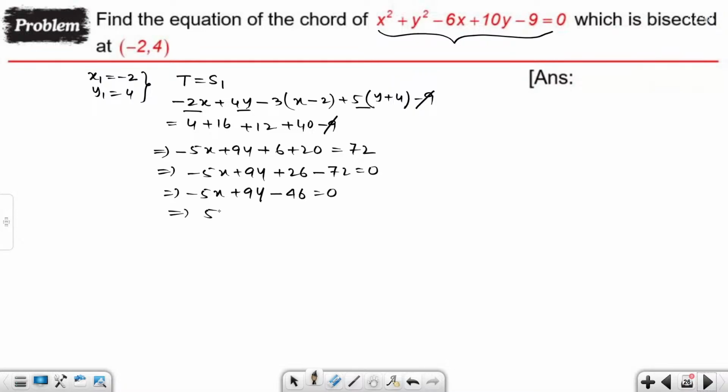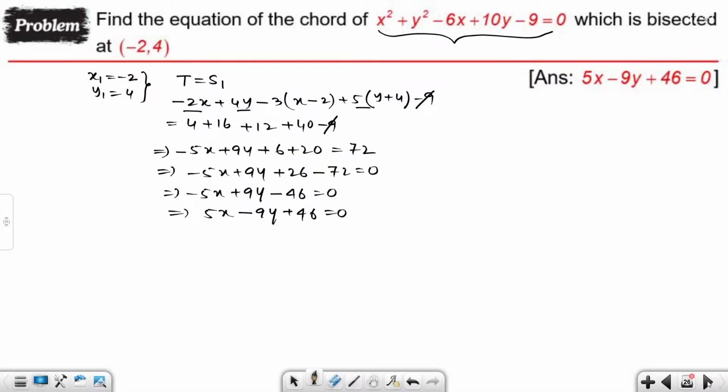So 5x minus 9y plus 46 equals 0. Am I correct? So this is the equation of the chord which is bisected at the point minus 2 comma 4. So that's your answer. Is it clear? It's a straightforward question, simply to practice how to find the chord which is bisected at a given point. So it is directly the application of the formula.